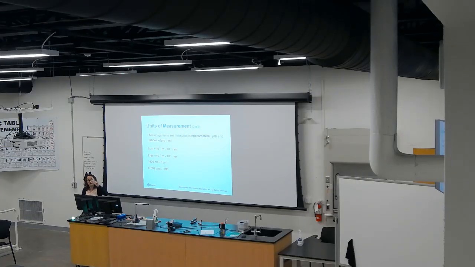And then the equivalents. In 1 meter, we have 1 million micrometers. 1 micrometer is equivalent to 10 to the minus 6 meters. And we have 1,000 millimeters in 1 meter.